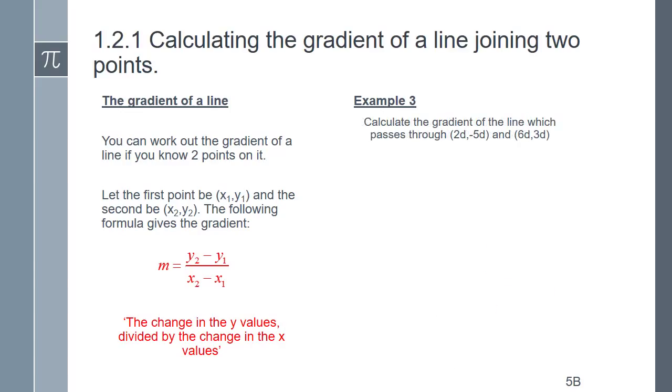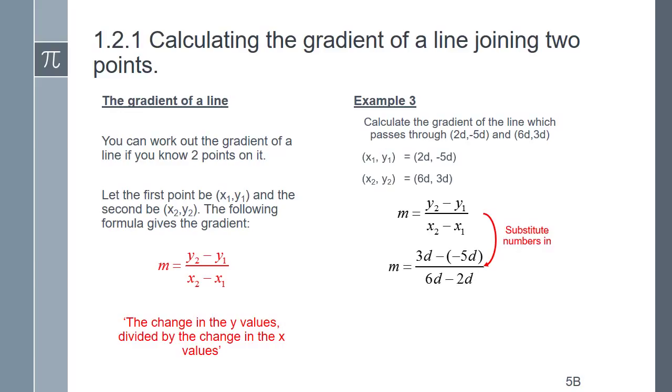We can also work in more general terms, calculate the gradient of a line which passes through 2d, minus 5d, 6d, 3d. Exactly the same logic, x1, y1, x2, y2. Use the formula. Every time you answer these questions, write the formula down first and then do the substitution.